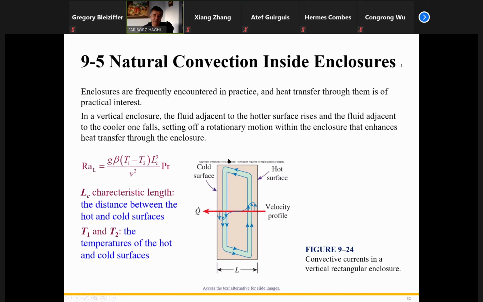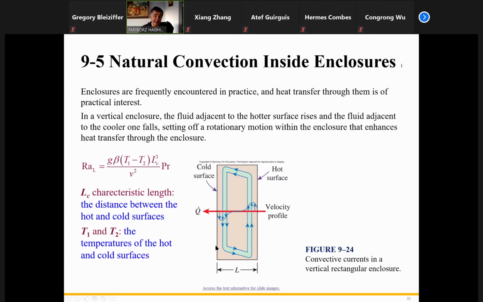Therefore, we have this recirculation. Still, we have to go back to the same number. We have to calculate the Rayleigh number. When it comes to the Rayleigh number, we have to define what the characteristic length is. The characteristic length is important. In this case, the characteristic length is the distance between the hot and cold plate.